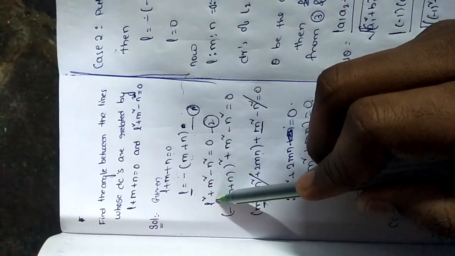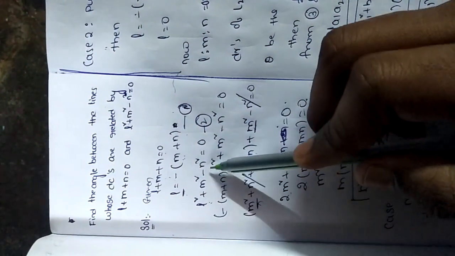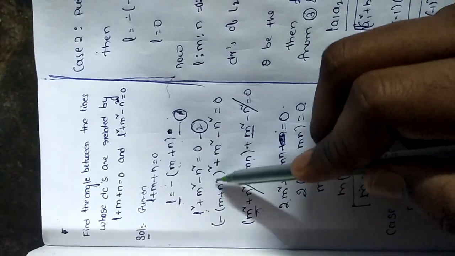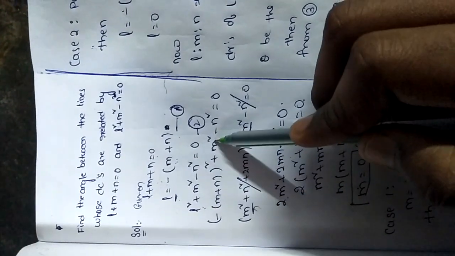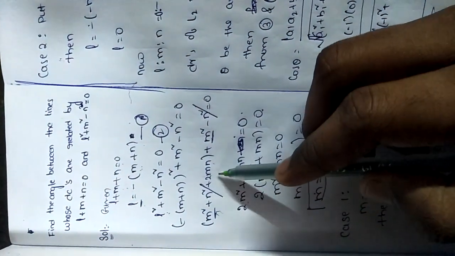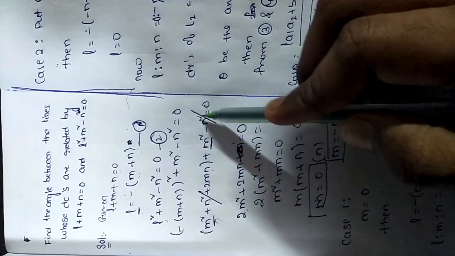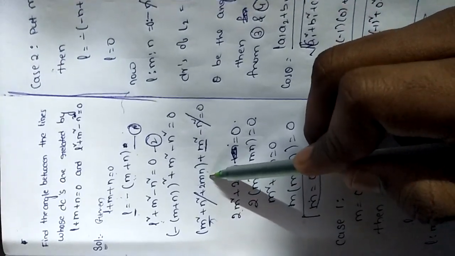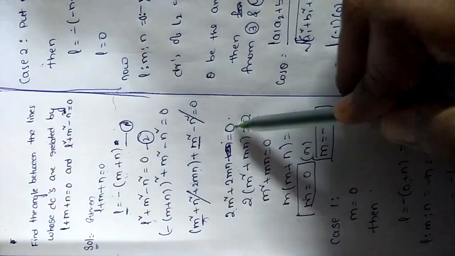Now the second DC is given as L square plus M square minus N square is equal to 0. In the place of L, we can substitute minus of M plus N. So we get minus of M plus N whole square plus M square minus N square is equal to 0. As we expand this, we get M square plus N square plus 2mn, and plus M square minus N square. The N square terms cancel out, and M square plus M square is 2M square, and we write 2mn as it is, equal to 0.